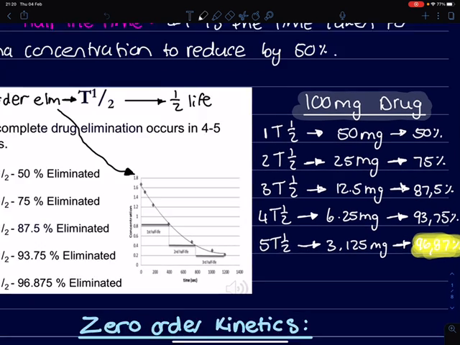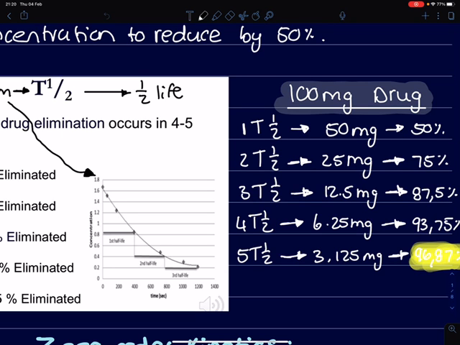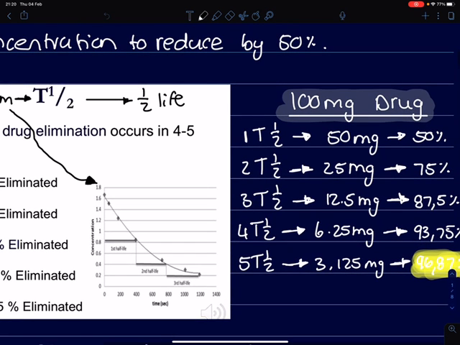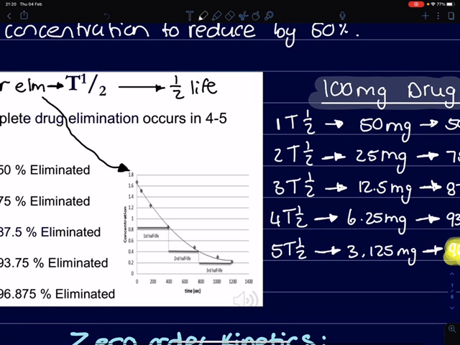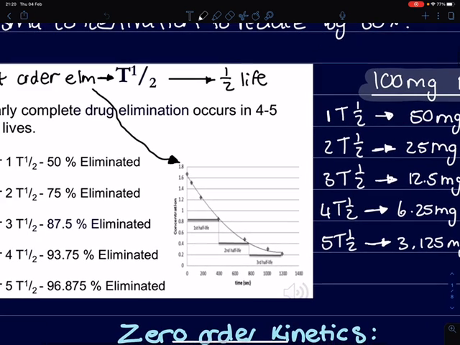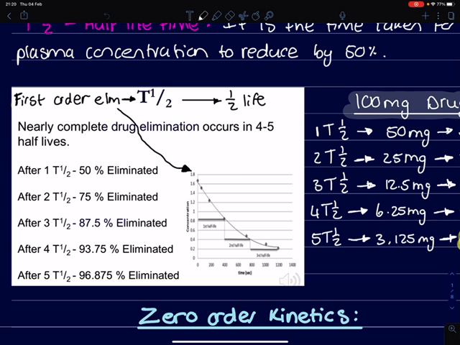So if we look here, 100 milligrams of the drug is administered. So after one half-life time, 50 milligrams of the drug is left within the body. After two half-life times, 25 milligrams of the drug is left within the body, and three, it will be 12 and a half. Because after every half-life time, 50% of the drug is eliminated by the body. Okay, so this is first order elimination.